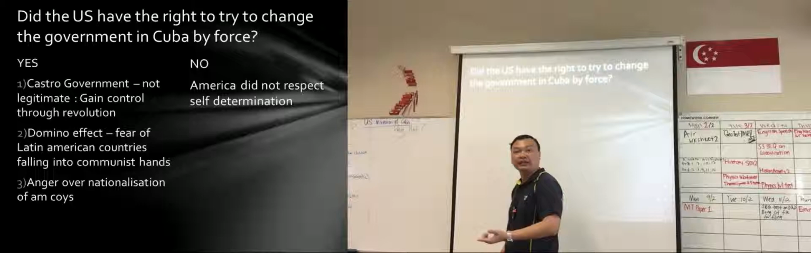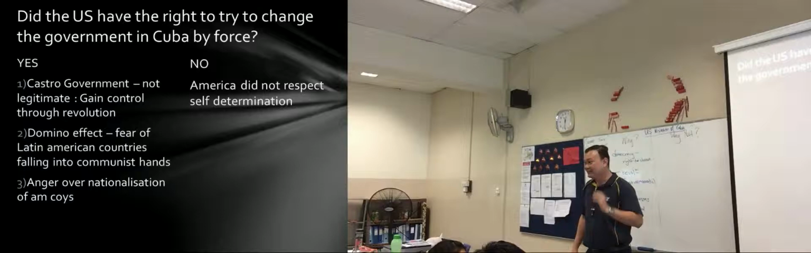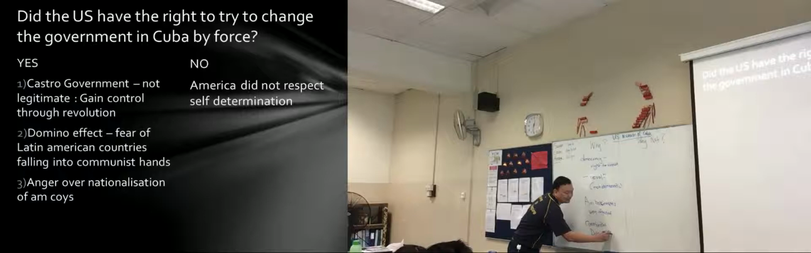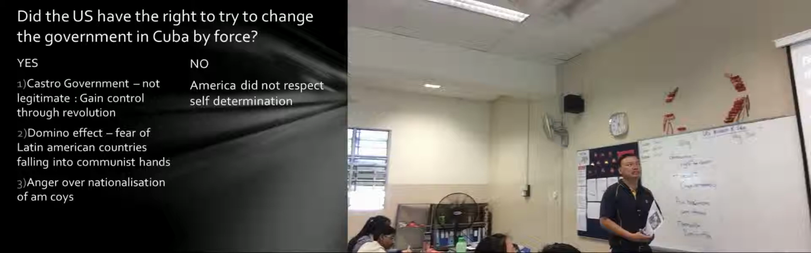Now, what other thing also prompted the Americans to say we need to do something about this? What were they worried about? Okay, you're worried about the spreading of communism. Very good. Communism, the whole idea about, remember the domino effect? Now, based on all these reasons that you see here, the Americans see this as, yes, it's perfectly okay for us to go in and do something about it.